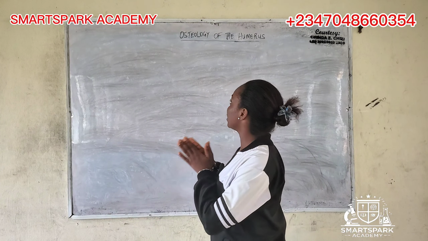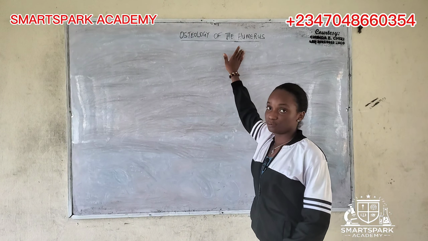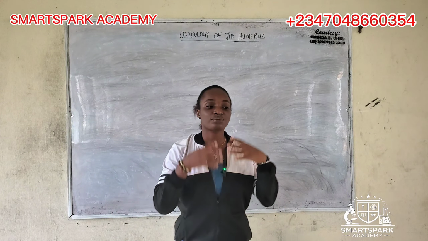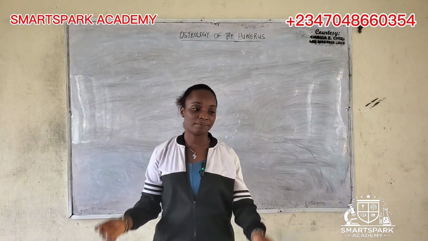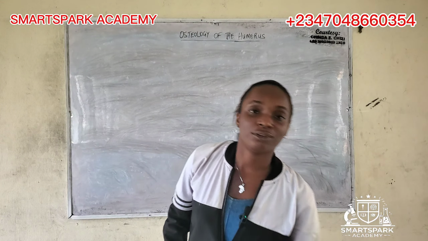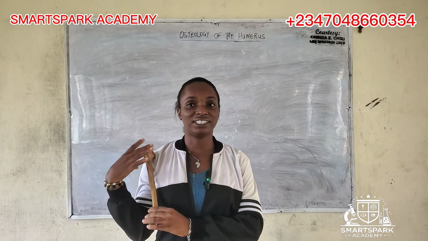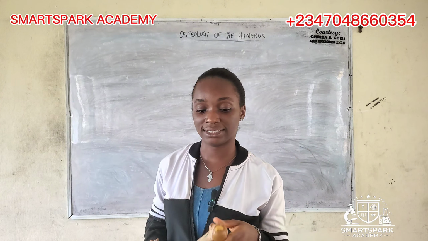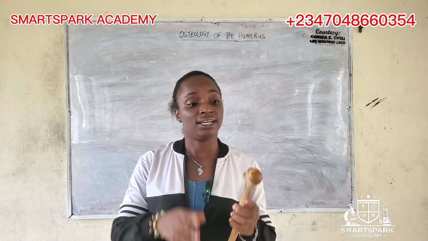Okay, today we'll be looking at osteology of the humerus. This is my anatomy babies. We're looking at the description of the humerus, what the humerus is all about. As you all know, the humerus is the bone of the arm. We'll be dividing the humerus into three so that we would understand it better and easier. This is the head, the shaft, and the distal end.